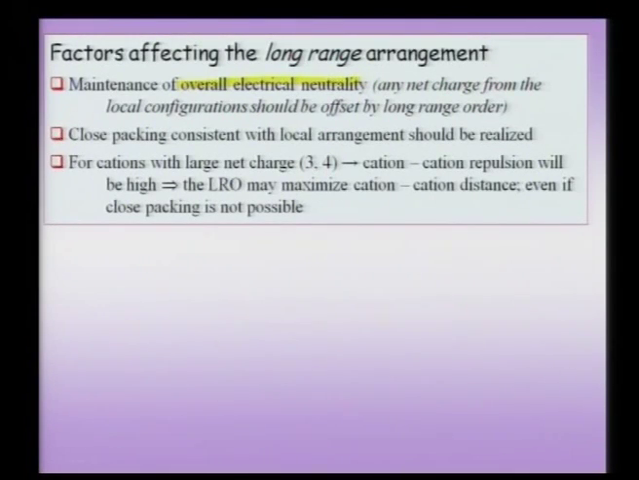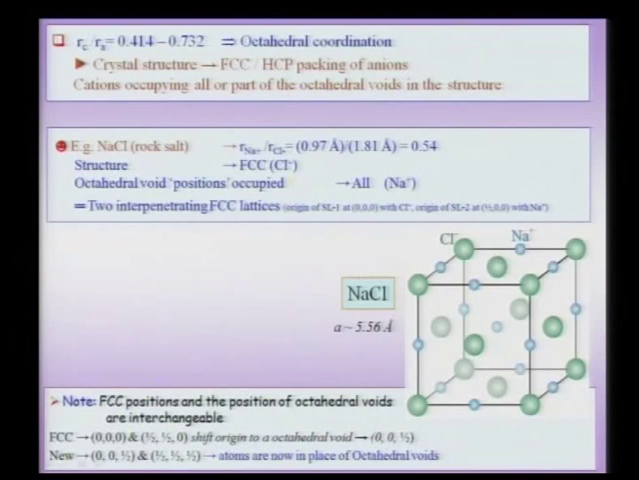That means, even though I am going for close packing, whatever local configuration I had arrived at, looking at the radius ratios, that has to be maintained. Wherever there is a possibility that the net charge on the cation is very large, not a small charge like 1 or 2 but more like 3 or 4, the cation repulsion will be very high, and then the long range order may actually try to maximize the cation distance even if close packing is not possible. This is sometimes observed, and again to reiterate, this close packing word in this context does not mean the closest packing which we typically deal with when talking about cubic close packed or hexagonal close packed crystals. So, let us take up some examples to understand the formation of these ionic crystals.